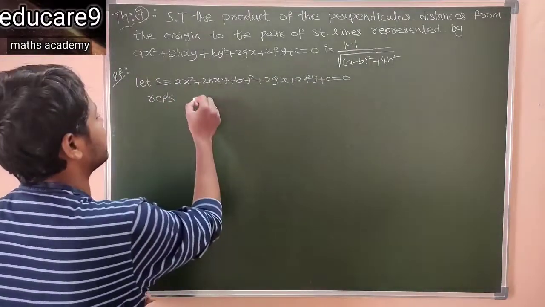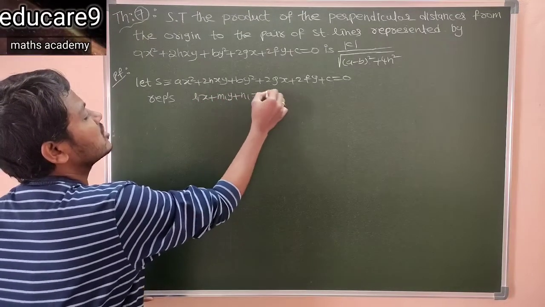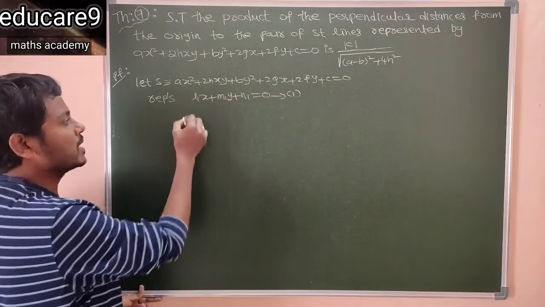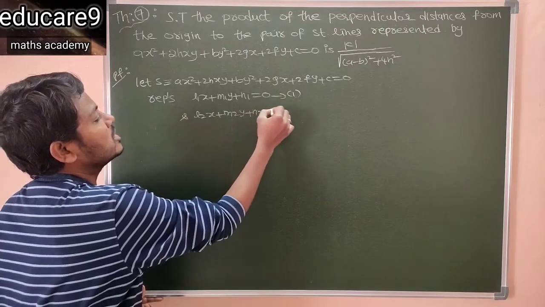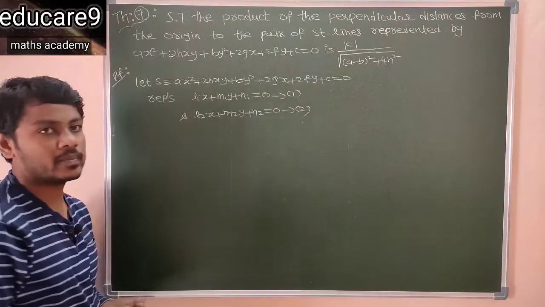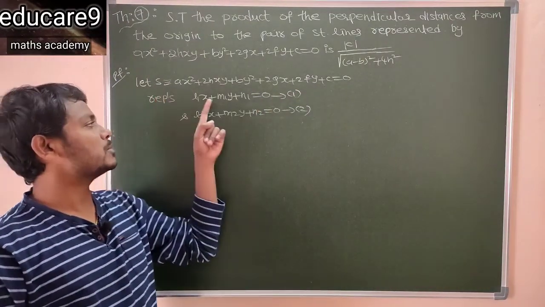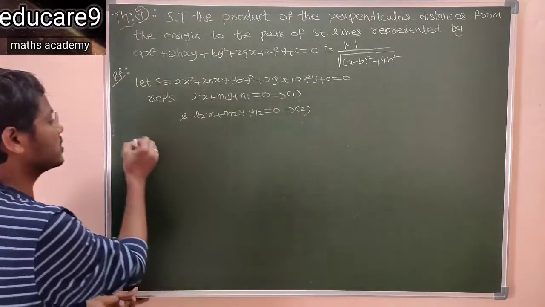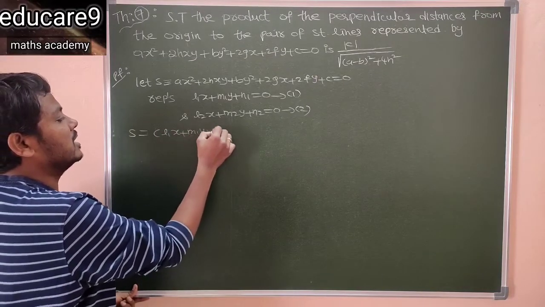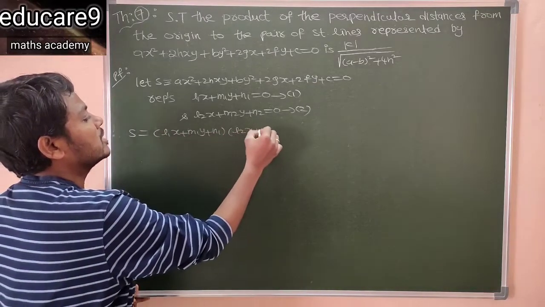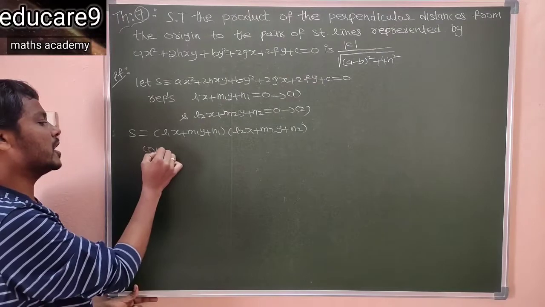So here, consider that the lines are L1x + M1y + N1 = 0, this is equation 1, and L2x + M2y + N2 = 0, this is equation 2. Now clearly these represent the two straight lines. Therefore S can be written as the product of these two lines: S = (L1x + M1y + N1)(L2x + M2y + N2). Now comparing the coefficients.